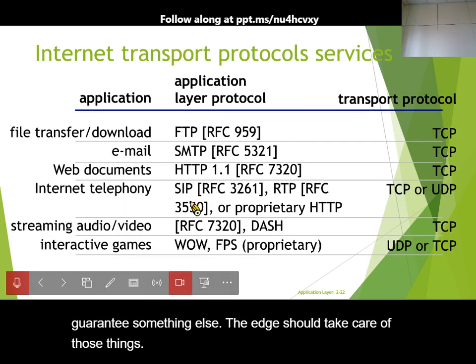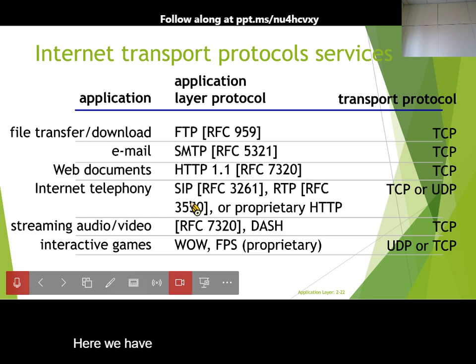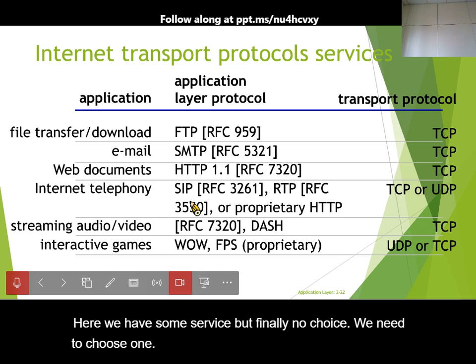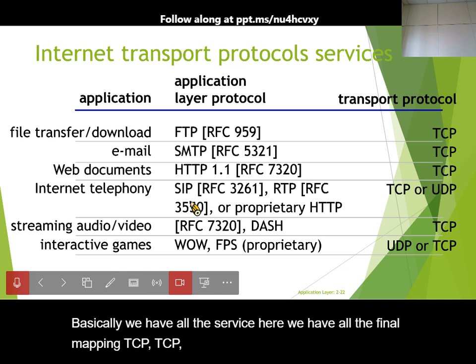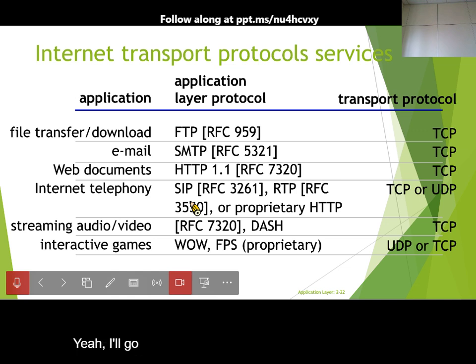Well, even if we have some services, finally there is no choice, we need to choose one. Previously, we have all the services here. We have the final mapping: TCP, TCP, TCP, TCP, or UDP, TCP, UDP, or TCP. Well, here I want to make sure. For file transfer, we have only one choice, TCP.